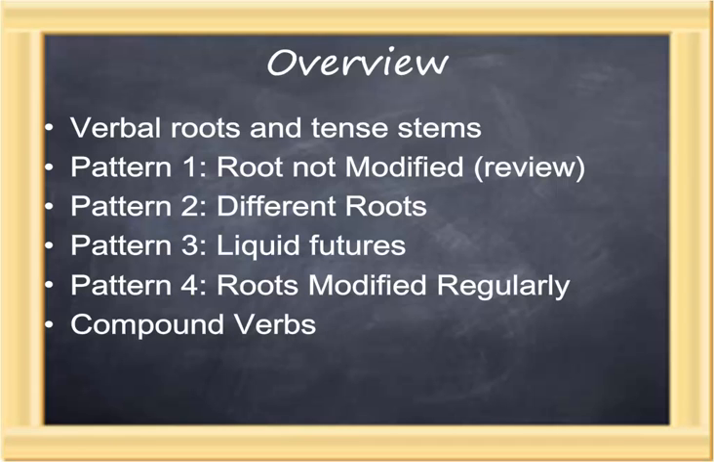In this lesson, lesson 20, we're going to look at the relationship between verbal roots and tense stems. We'll review pattern 1, formation of the future, where the root is not modified. But then we'll look at how the future is formed when different roots are involved, when the future stems end in a liquid consonant, or what other kinds of regular modifications there are. We're looking, as always, for patterns. It's easier to recognize patterns than individual forms, but if those patterns are committed to memory, parsing can follow more easily.